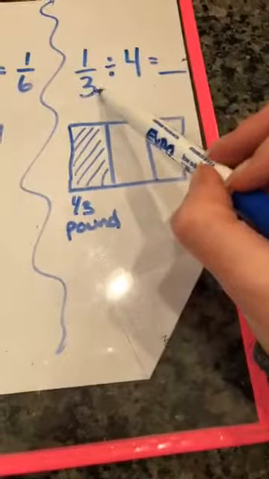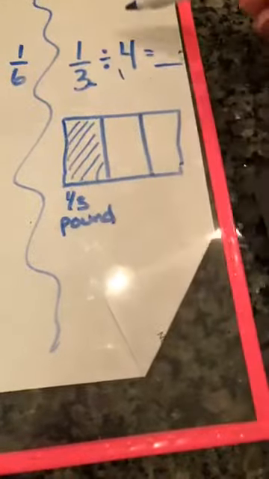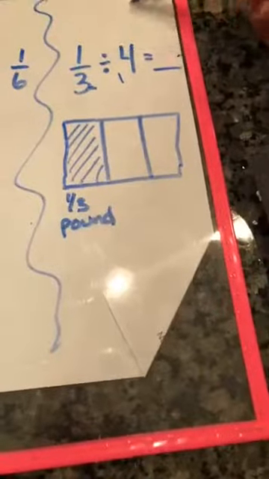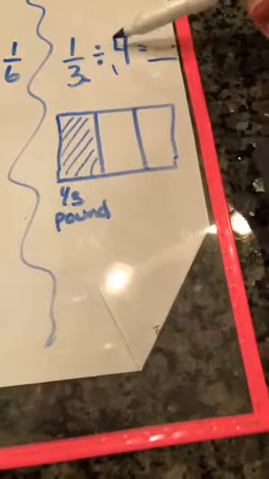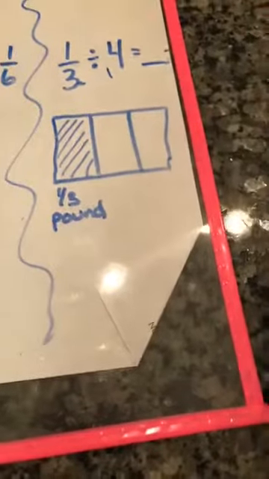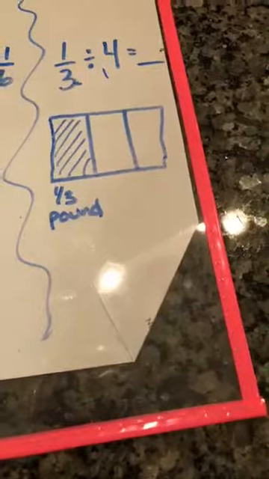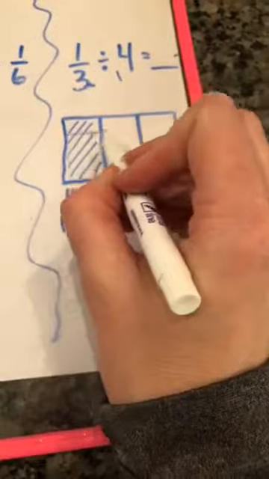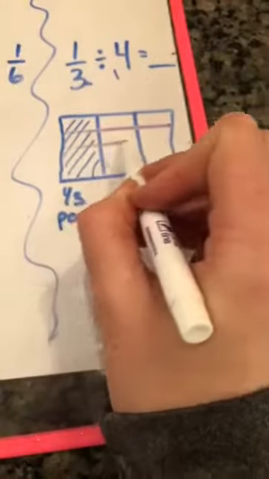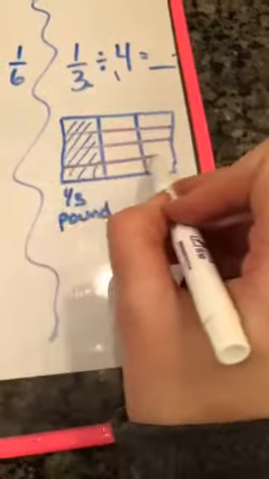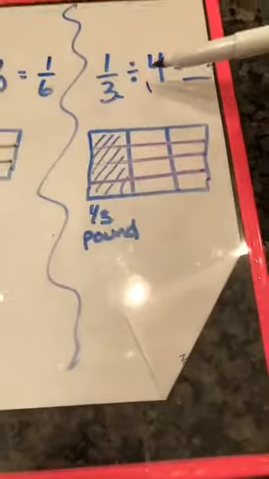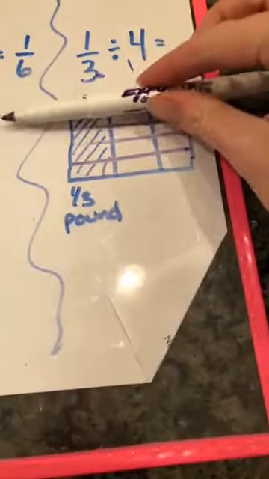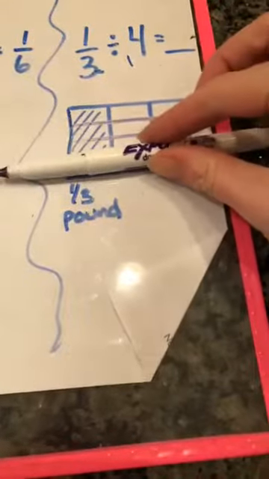Now what are we doing with that 1/3? We're determining if we were to evenly share it among 4 people or put them into 4 groups, how much would each student or each child receive? So we're going to do that right now. We're going to share it, partition it into 4 equal parts. 1, 2, 3, 4. You can see that horizontally. 1, 2, 3, and 4.